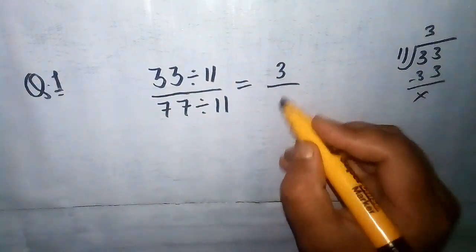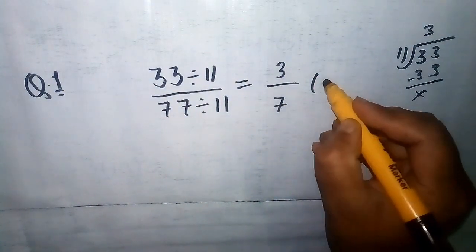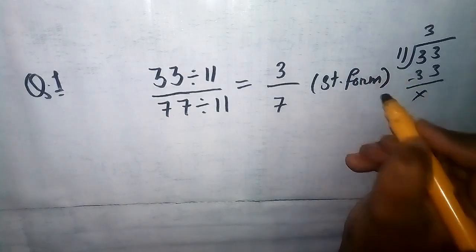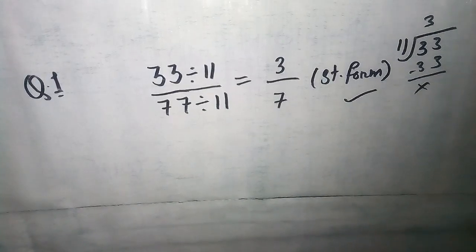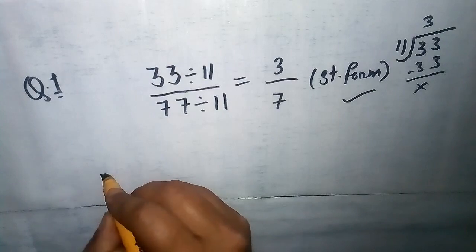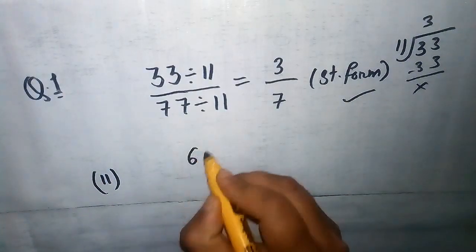So write 3 in the numerator. In the same way 11 7s are 77. So 3 upon 7 is your standard form, because now both 3 and 7 are not coming in the same table.